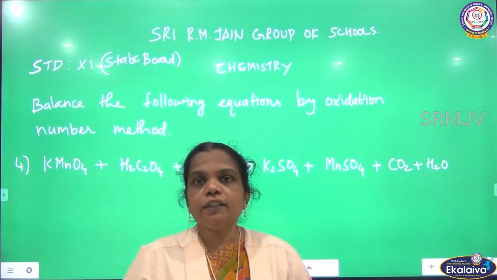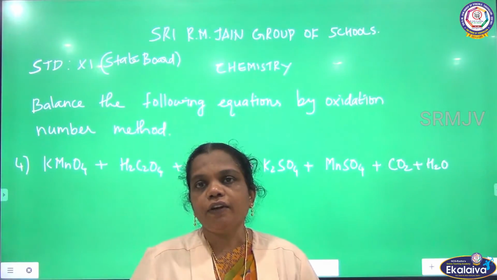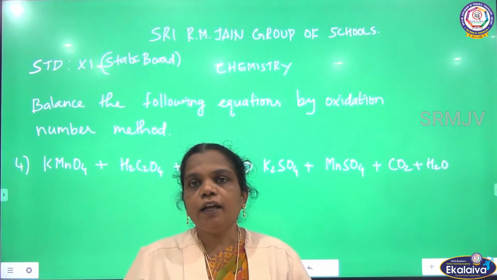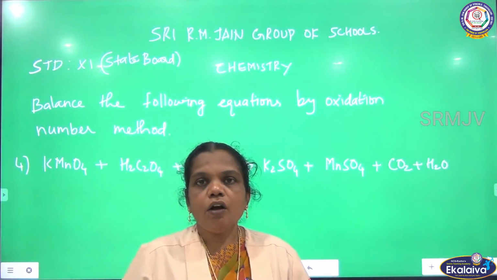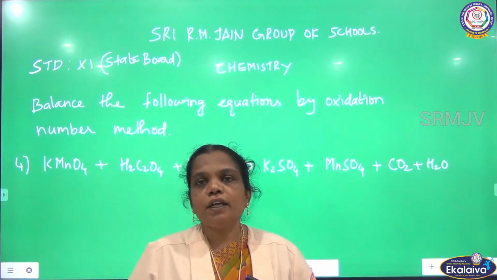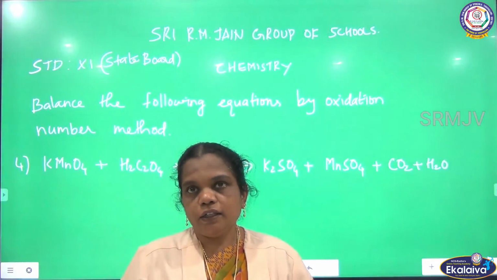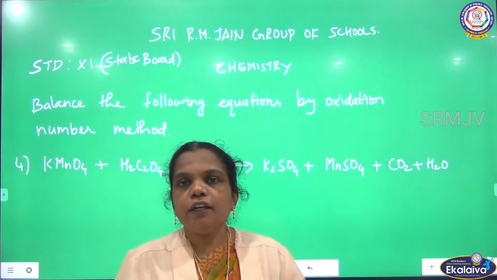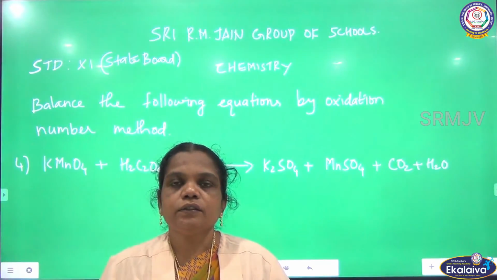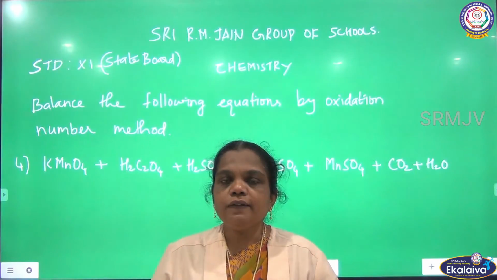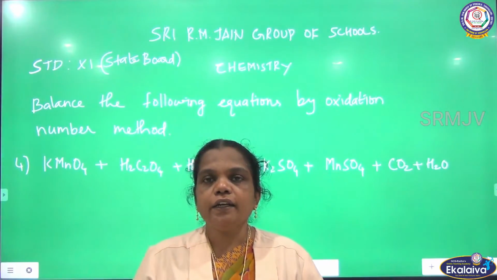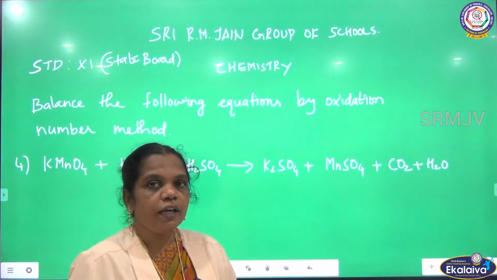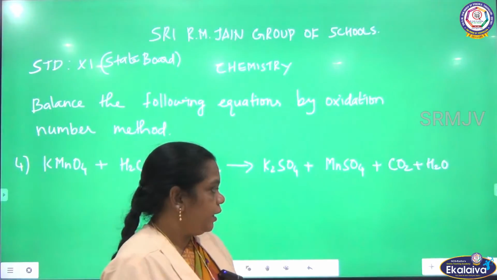Now first you want to assign the oxidation state for all the elements in the given equation. By that you might know which element undergoes oxidation and which element undergoes reduction. Already you know that oxidation means loss of electron and reduction means gain of electron. How to find out oxidation and reduction? If the oxidation state decreases, it means the element undergoes reduction, and if the oxidation number increases, that element undergoes oxidation. By this way, now we are going to balance the equation.